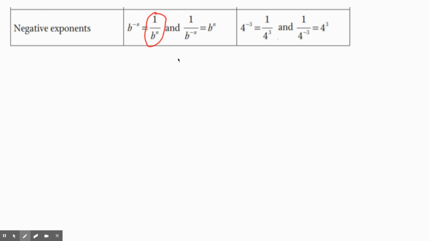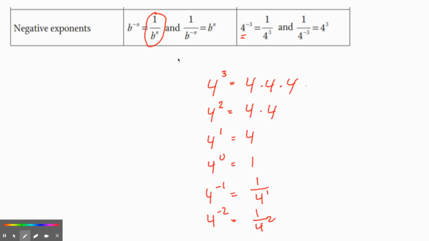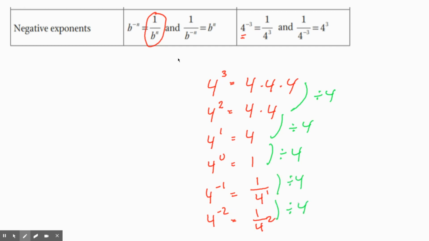Again, follow the pattern. I'll write out the pattern here for 4. Following the pattern, we're dividing by 4, dividing by 4, dividing by 4. That's how you get 1. And then if you divide by 4 again, and divide by 4 again, notice how that negative exponent just becomes a reciprocal. And notice all of these answers are still positive.